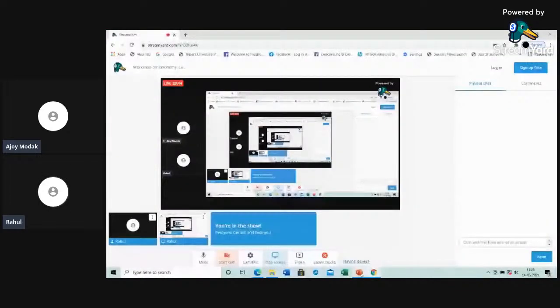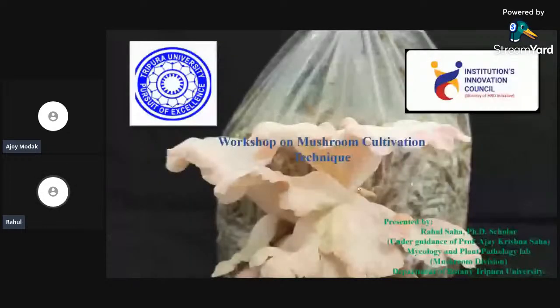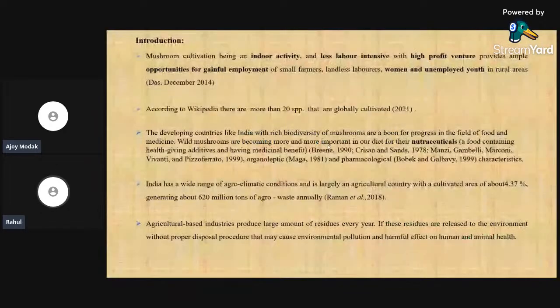Good afternoon, everyone. Myself, Rahul Shah, PhD scholar under the guidance of Professor Ajibishnu Shah sir. Today I am going to present the mushroom cultivation techniques. So earlier two speakers told about mushrooms. Now I am telling only about the cultivation.